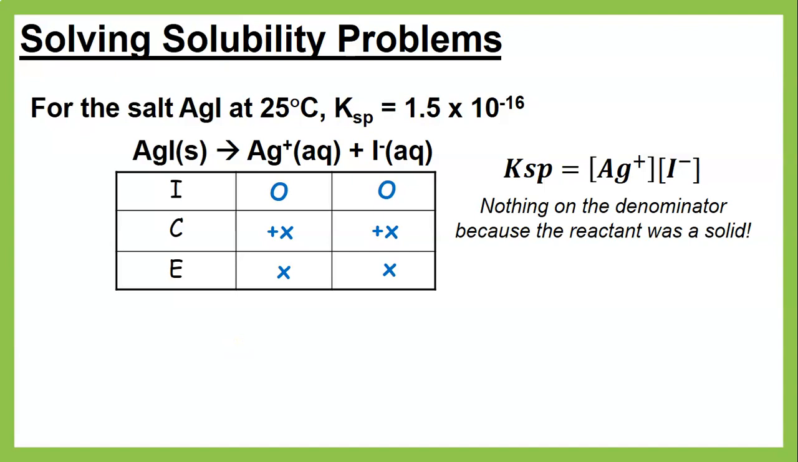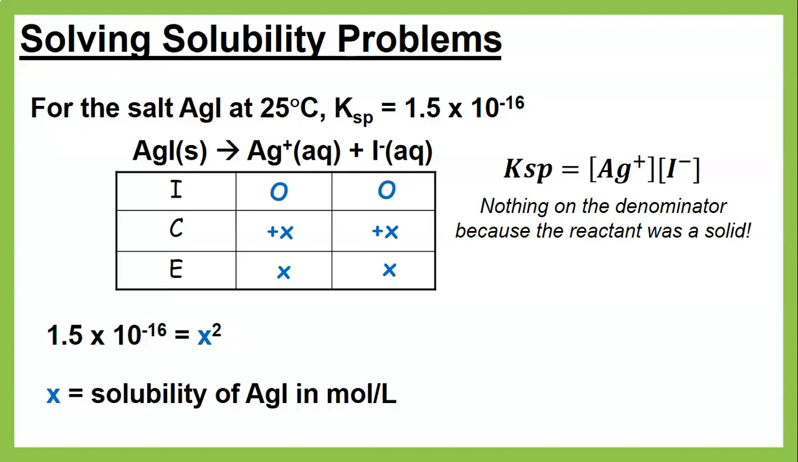I'm going to plug in my equilibrium values. I'm going to use the K value that they gave me. And I'm going to be able to solve for the solubility. This number tells me that I am able to dissolve 1.2 times 10 to the minus 8 moles of silver iodide in 1 liter. That's not much, is it? It's not very soluble. The higher this number, the more you can get to dissolve. The more soluble it is.